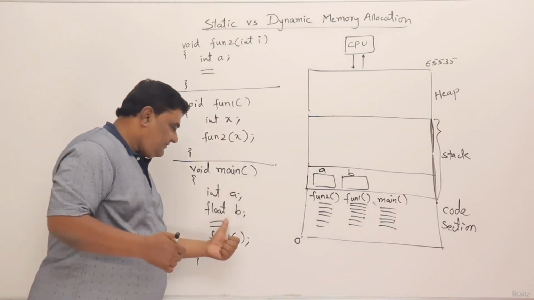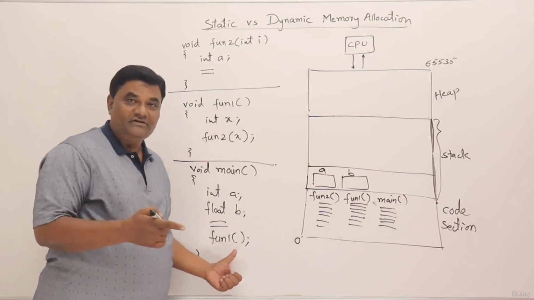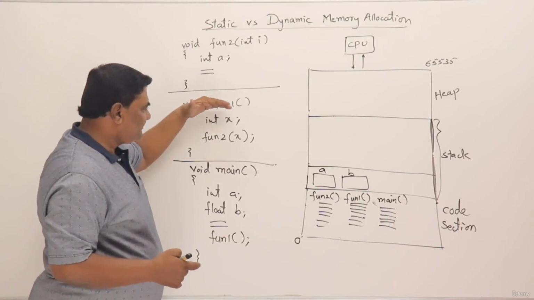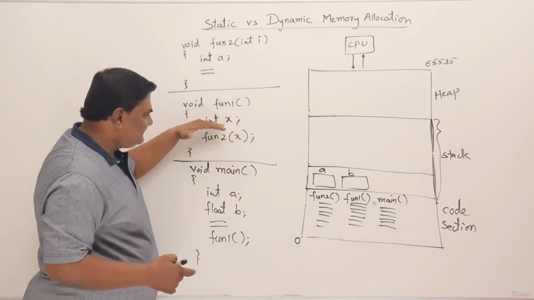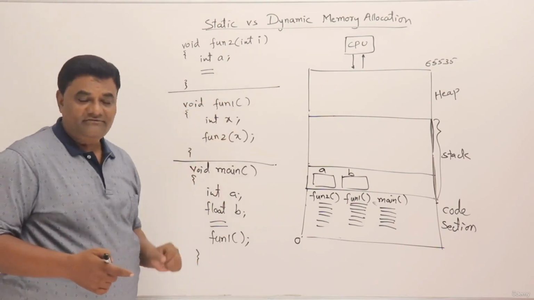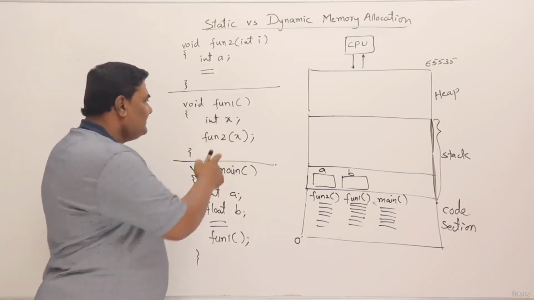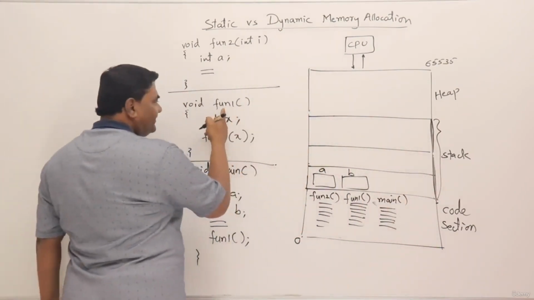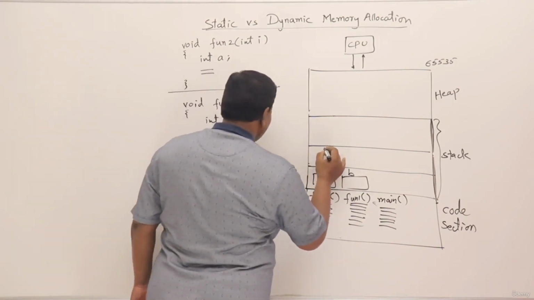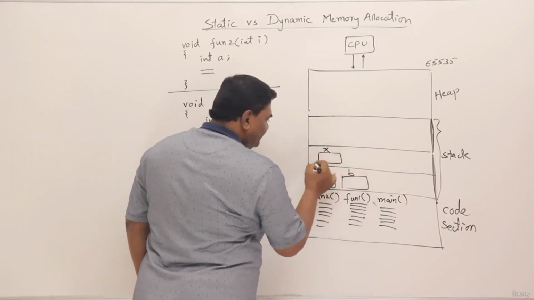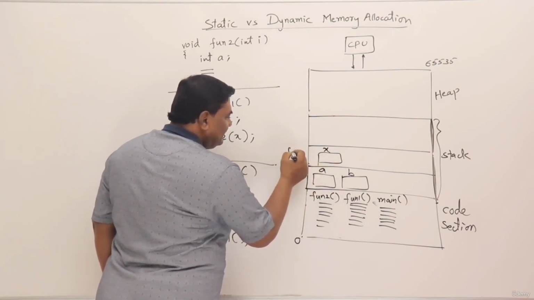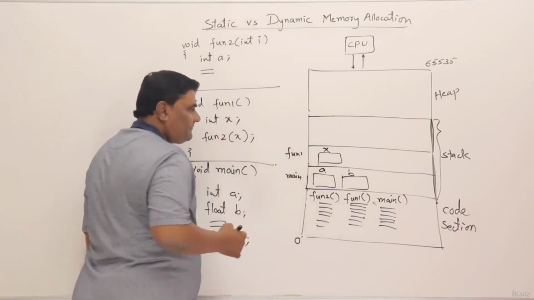Now next, the main function calls function fun1. Now the control goes to function fun1. The moment control goes here, the first thing is that a variable is required. Variable declaration is there. So the variable is created inside the stack for this function fun1, that is x. So this piece of memory belongs to the main function, and above that, this belongs to function fun1.